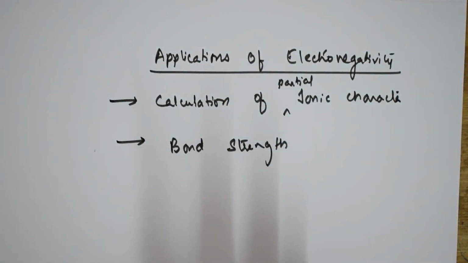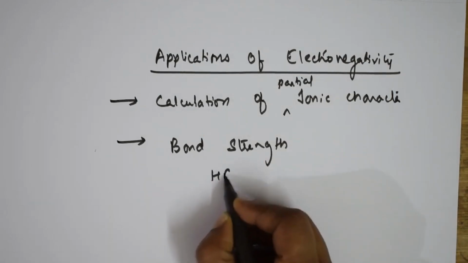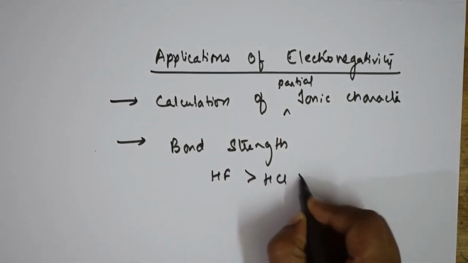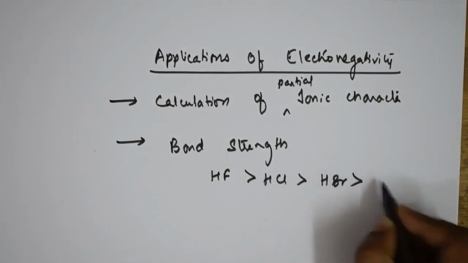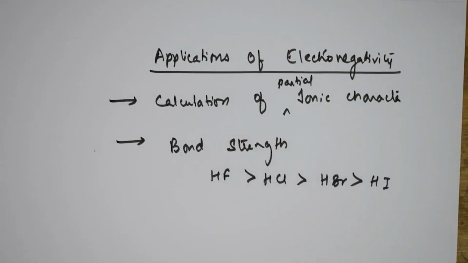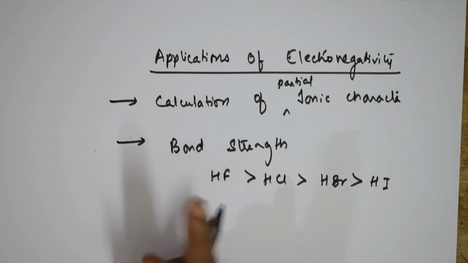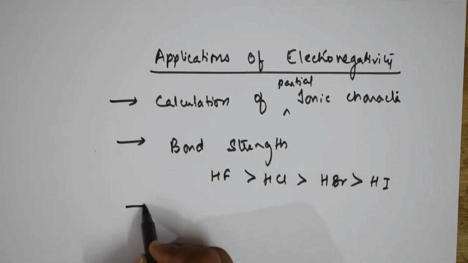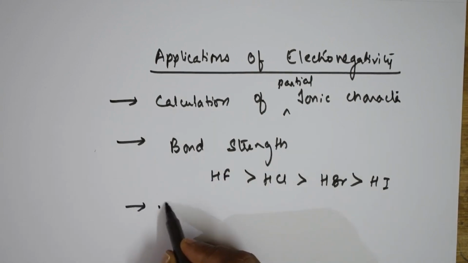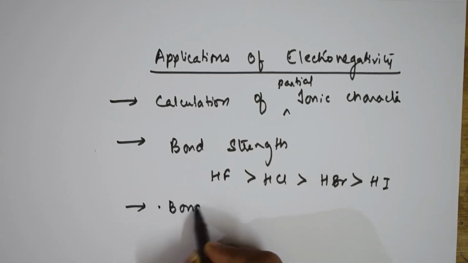The electronegativity difference is directly proportional to the bond strength. So, the more the electronegativity difference, the more the strength of that bond. For example, HF is greater than HCl, greater than HBr, greater than HI. Now, what did I say? The difference of electronegativity is directly proportional to bond strength. Remember that. Next, I can also denote the bond angle.